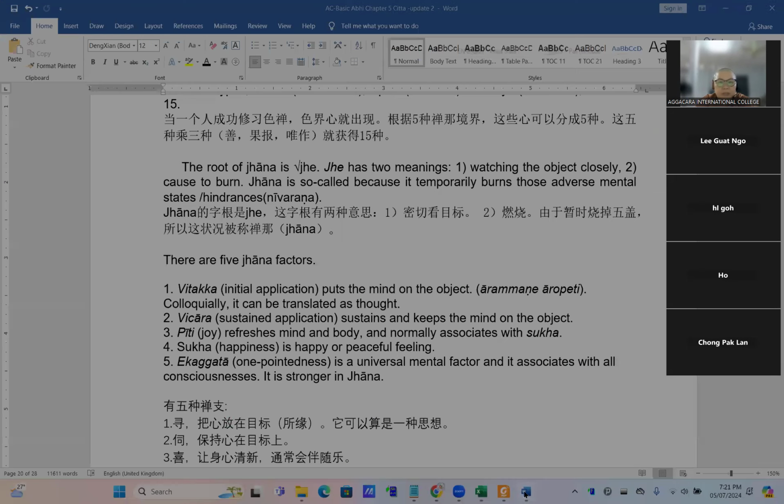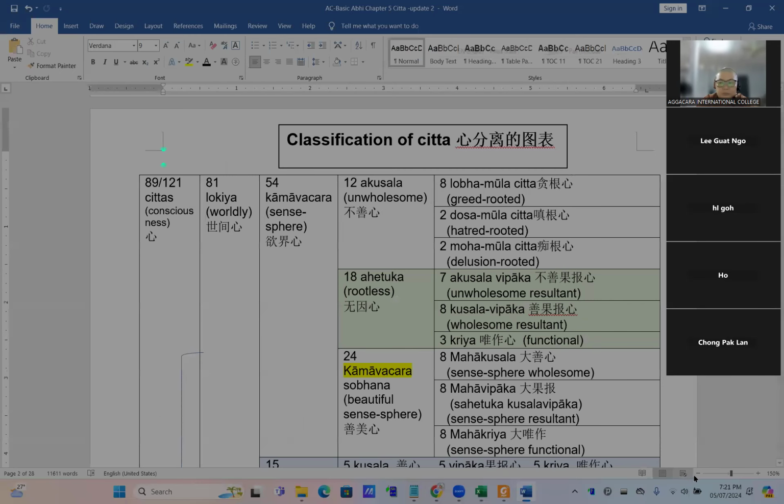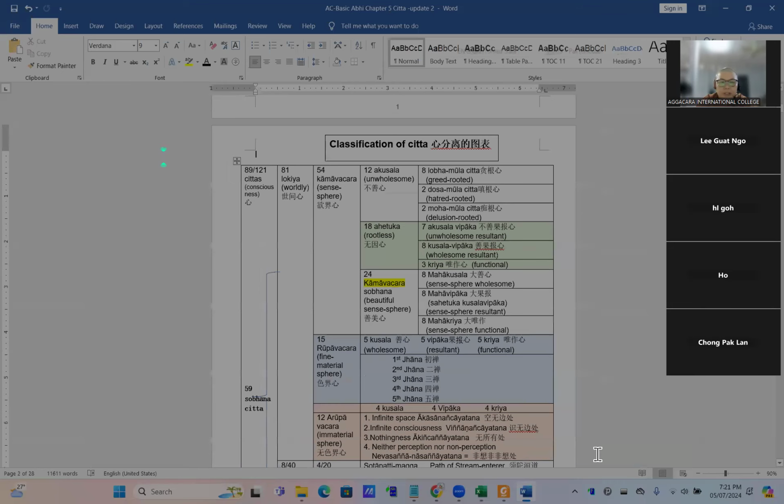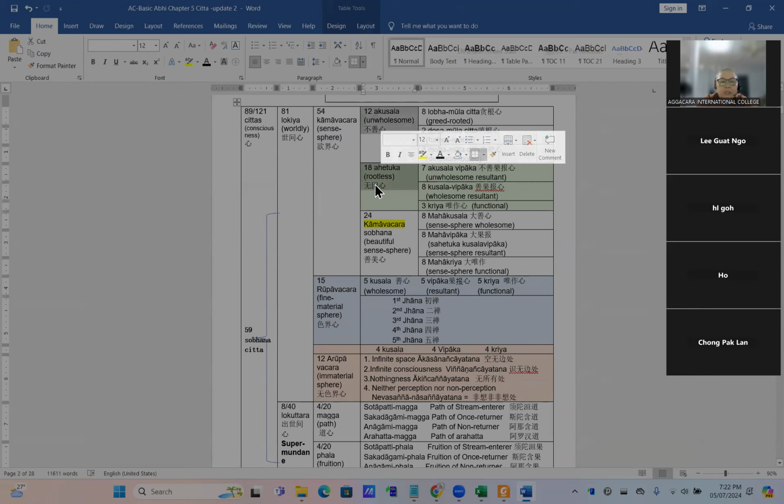Actually, another way to get the numbers is very easy. Now we are talking about Sobana Citta. How do you get this 59? It's very easy. We have 89 citta, right? So from 89, you just minus 12 plus 18, which is 30. So you get 59 very easily by 89 minus 30. 30 comes from 12 plus 18. 89 minus 30, you get 59. So that's a very easy way to get this number.